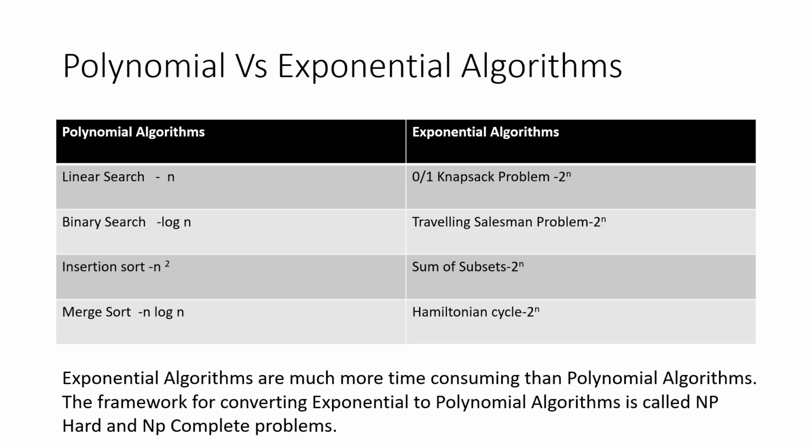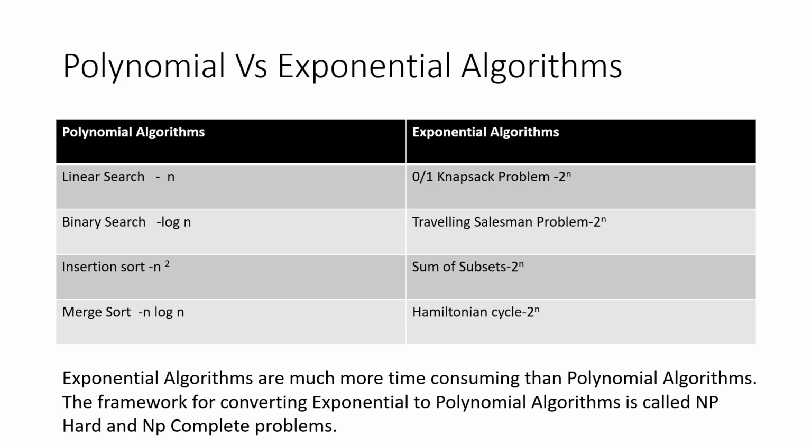If you refresh it, linear search has n as a time complexity, binary search has log n, insertion sort has n square, and merge sort has n log n. And when you look for exponential algorithms, which have time complexity 2 power n, we have problems like 0/1 knapsack problem, traveling salesman problem, sum of subsets problem, Hamiltonian problem, graph coloring, and much more, which have time complexity of 2 power n.